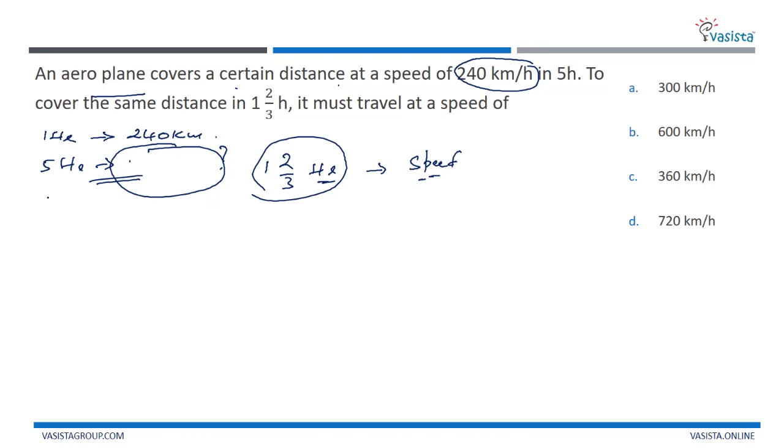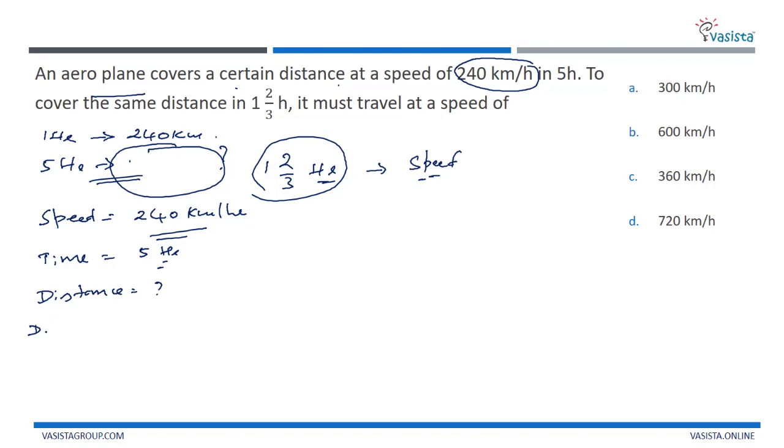Let us check this. They have given the speed of the aeroplane, 240 km per hour, correct. And time is also given, that is 5 hours. Now what we are supposed to find out? The distance. Distance we are supposed to find out.